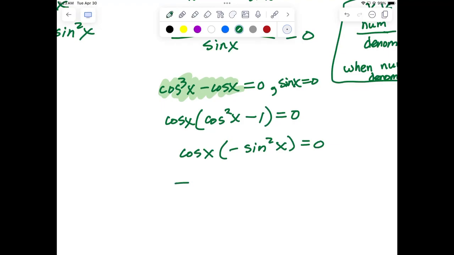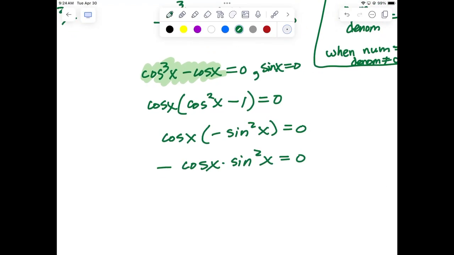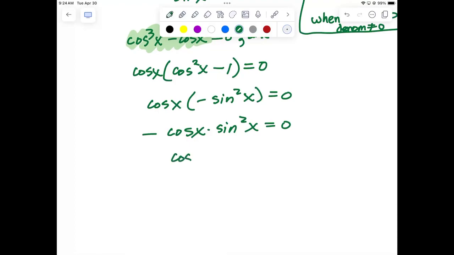Now if I pull that negative out front, I get negative cosine of x times sine squared of x equals 0. Can I multiply both sides by negative 1 to get rid of it? Is it legal to multiply both sides by negative 1? Yeah. So now I just get cosine of x times sine squared of x equals 0, and I have it completely factored. Guess what I do now? I set both factors equal to 0. So cosine of x equals 0 or sine squared of x equals 0.